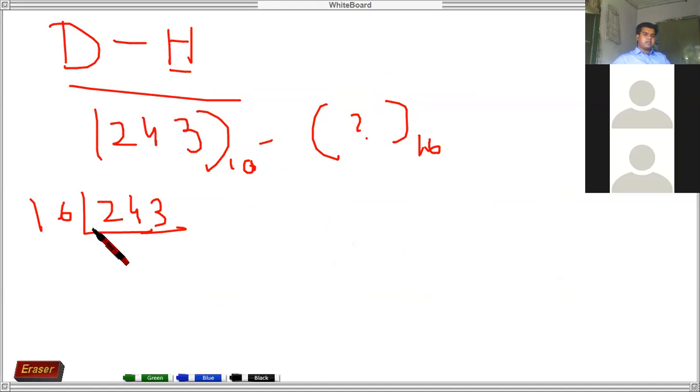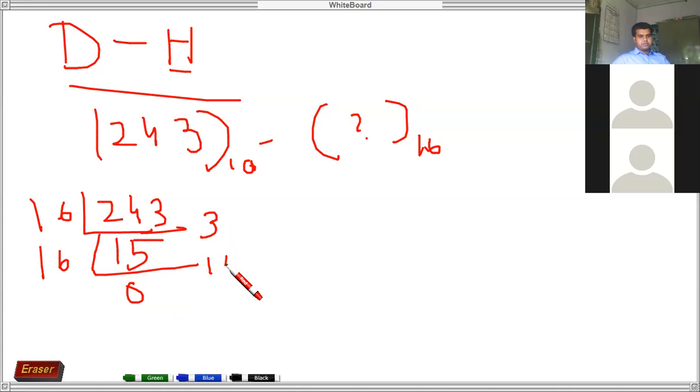Okay, anyone do the division part in your rough work? 16 ones are 16, 16 twos are 32, so not possible. 16 ones are 16. 24 minus 16 is 8, 83. 16 fives are 80, so remainder is 3. Then 15 is smaller than 16, so 16 zeros are 0, remainder becomes 15.